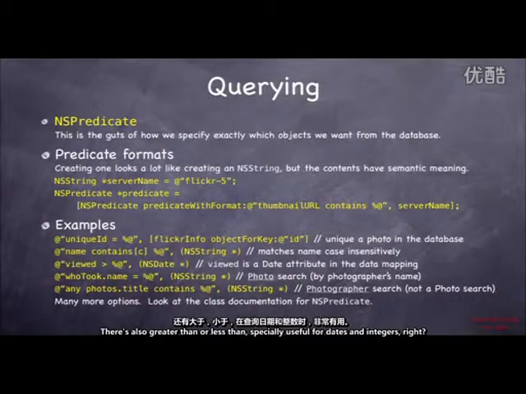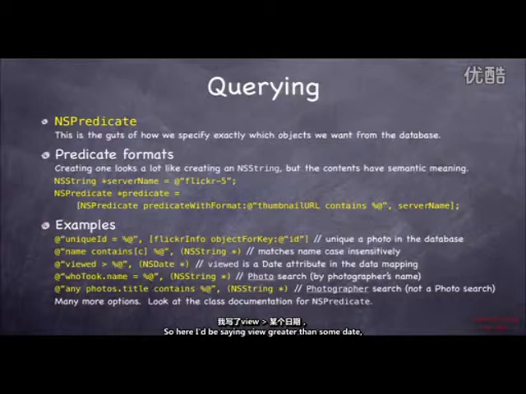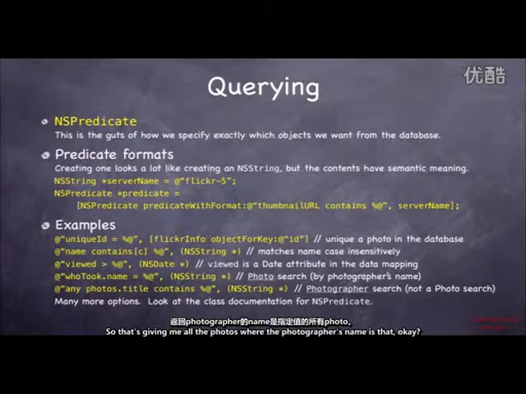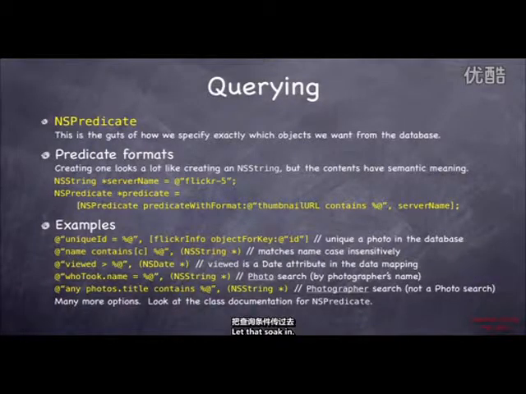There's also greater than and less than, especially useful for dates and integers. So here I'd be saying viewed greater than some date. It gives me all the objects where the viewed attribute, which would be some attribute that's an NSDate, is greater than that date. You can also follow through dot notation. So here I'm doing a photo search of whoTook.name equals something. So that's giving me all the photos where the photographer's name is that. Let that soak in.